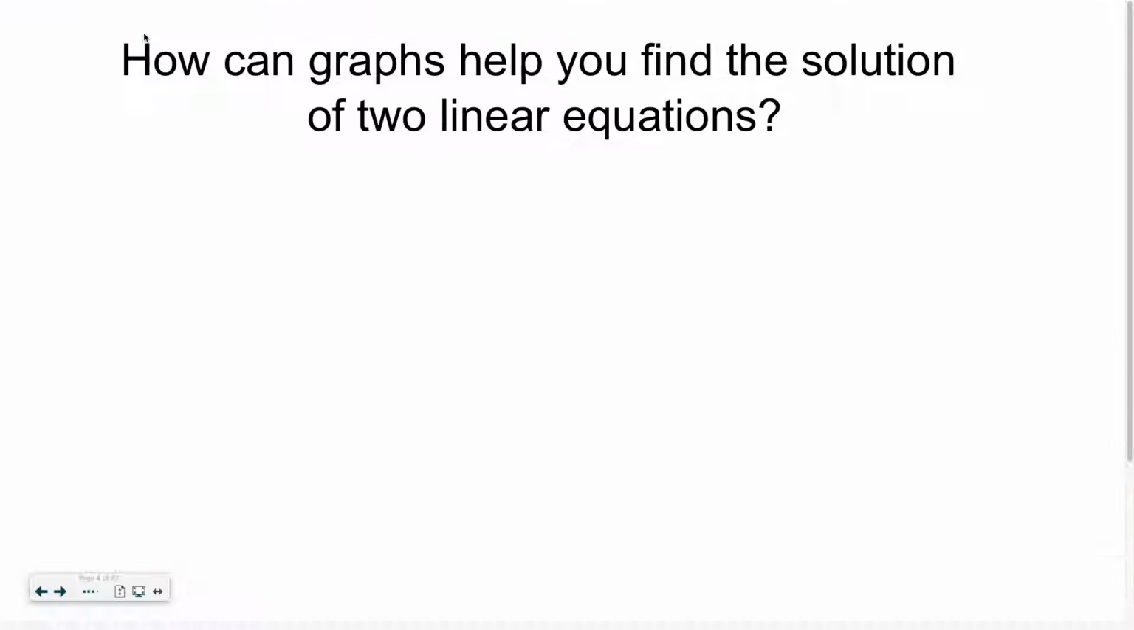I love systems of equations. This is my favorite unit of the year. Alright, how can graphs help you find the solution of two linear equations? We've looked at a couple graphs before that have two lines on it.